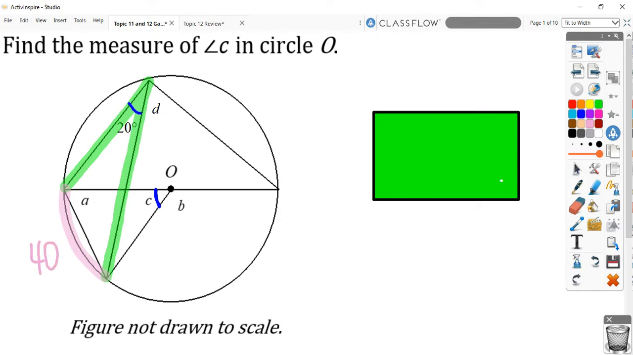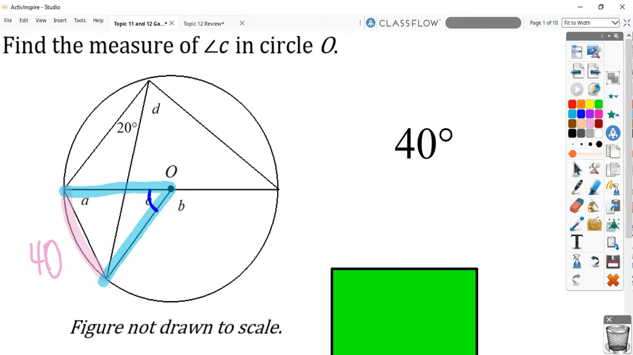Now let me erase that. Let me erase what's on there and show you something else. Actually, I'm gonna leave that arc highlighted. That's a 40-degree arc. As we look at that 40-degree arc, what do you notice now that I'm highlighting in blue? What I just highlighted is the central angle of that arc. Y'all, the central angle of the arc and the measure of the arc are the same thing. And look at this, it's angle C that we're looking for. If that's a 40-degree arc, it's a 40-degree angle.